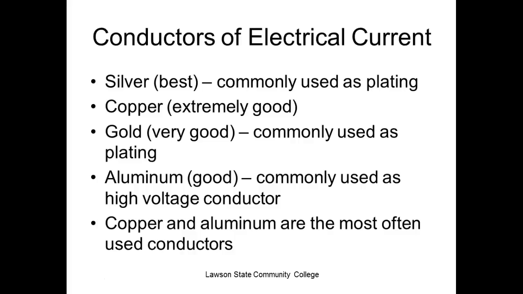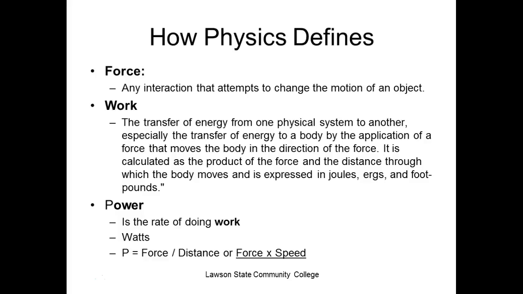Copper oxidizes. Silver, aluminum, this is commonly used for high voltage. Now, aluminum has more resistance to it, but we'll talk about why we can get by that later. So copper and aluminum are the most used conductors out there. A lot of copper, a lot of it.